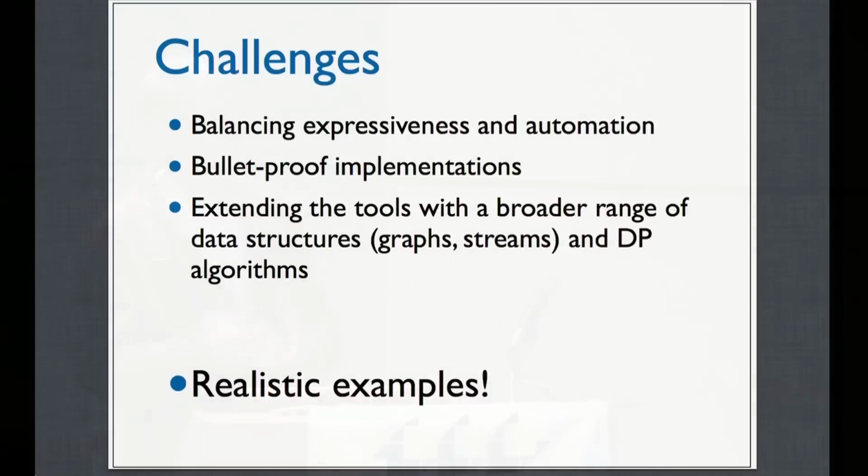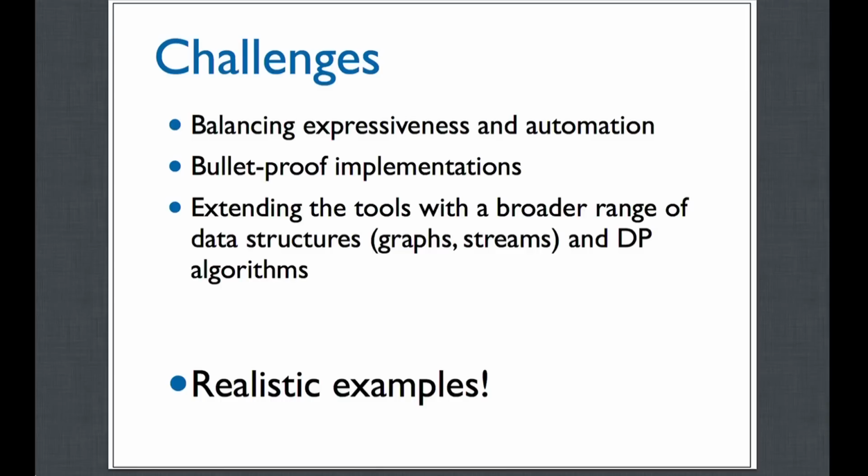Let me wind up by saying there are many challenges in the programming languages applied to differential privacy domain. I think you'll be convinced already from the talk that the main challenge is balancing expressiveness and degree of automation. That's the thing that is going to be hard forever. A more practical thing that people are finding hard is bulletproofing implementations. The kind of ongoing work that a lot of people are engaged in is extending the tools and methods that I've described to a broader range of data structures, more interesting things like graphs and streams, and a broader range of mechanisms.